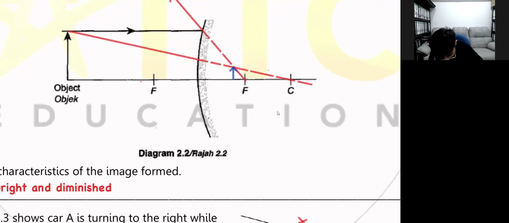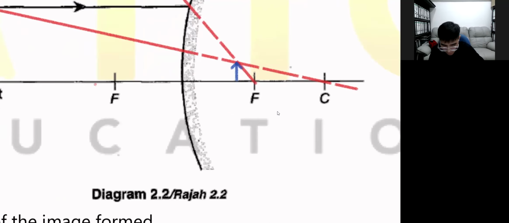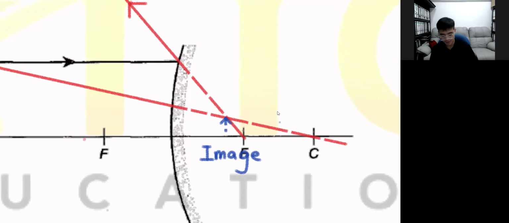From the intersection, draw a straight vertical line until it touches the principal axis. Then, did you realize the light rays that form this image are dotted lines? So the image that you draw must also use a dotted line. After that, you also have to label. Not just drawing, you also have to label the image as the image of the object.